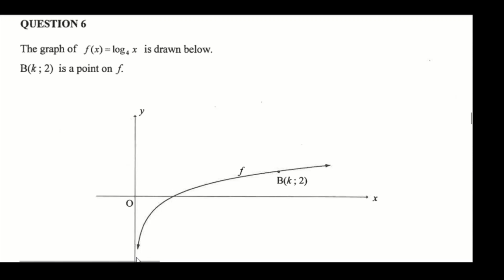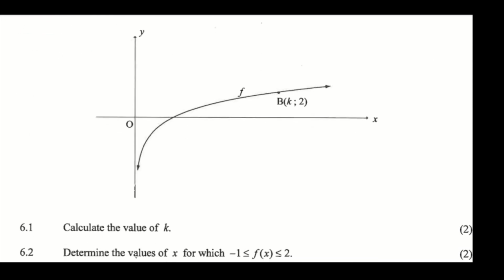Let's do question 6. We're having a graph of function f(x) = log base 4 of x drawn below, and it has a point B which has the x value being k and the y value being 2. So this is the diagram here. In 6.1, we are asked to determine the value of k.